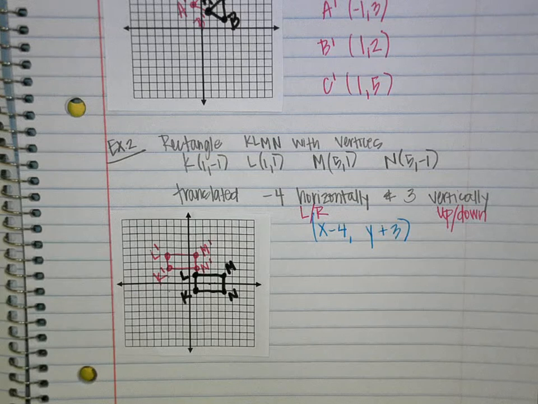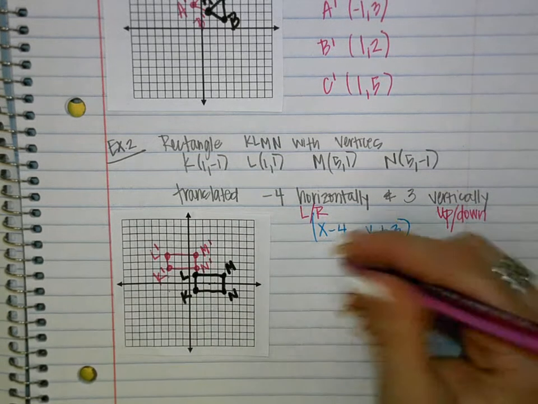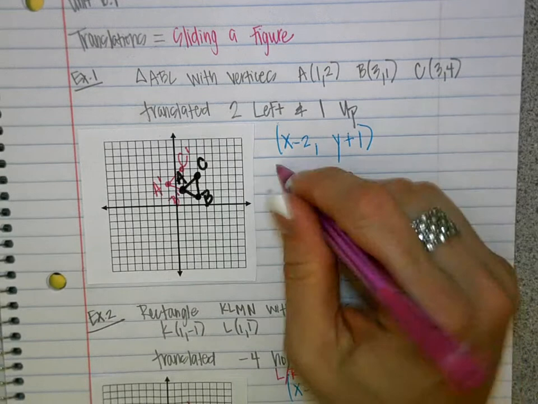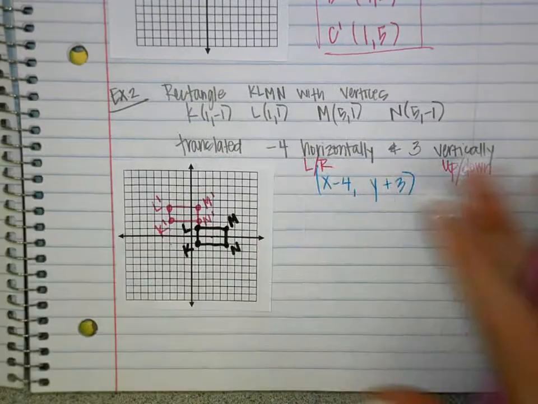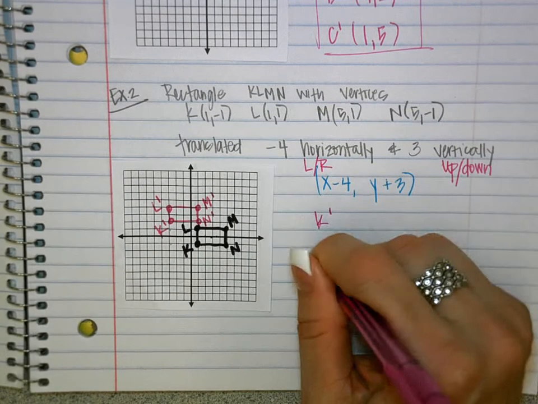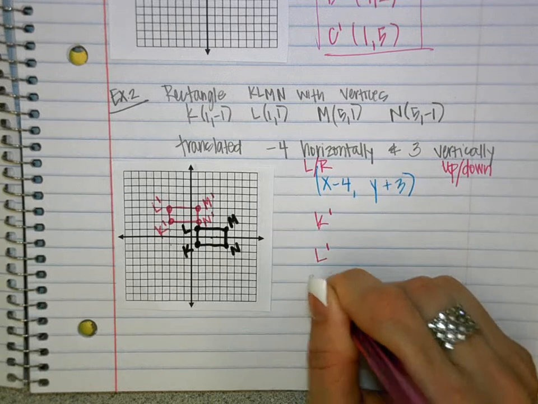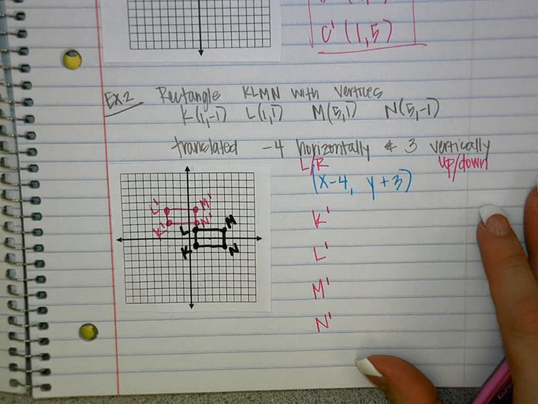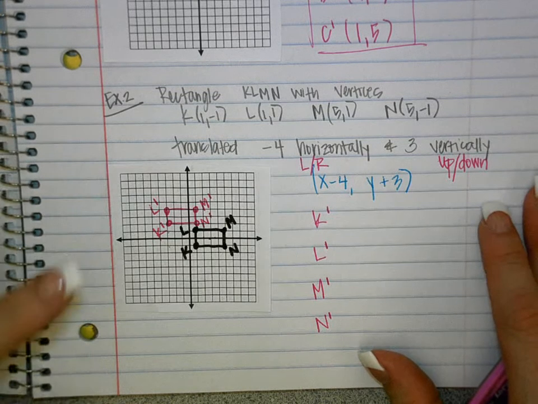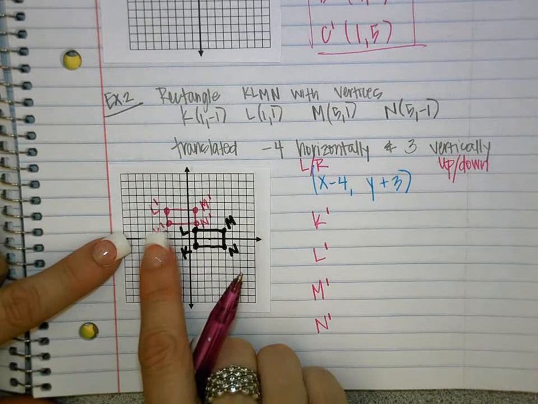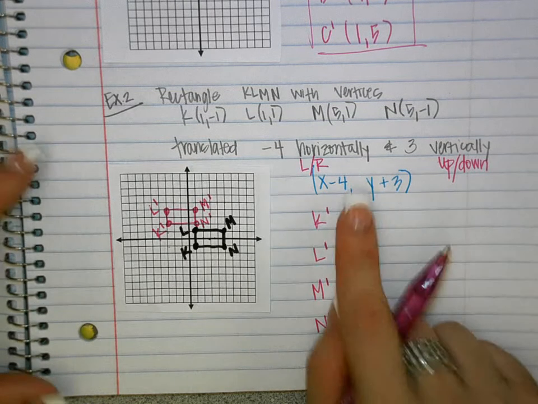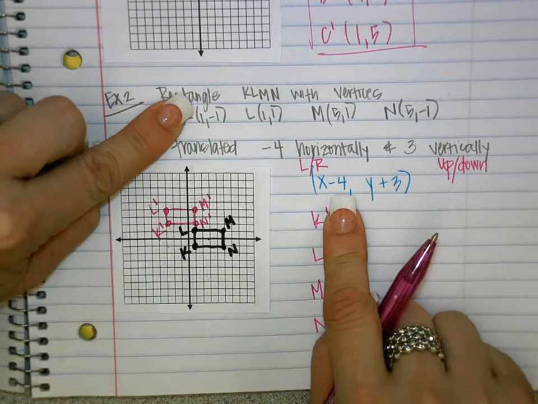Then on your homework, and it doesn't say this on your homework paper, but make sure that you do this: I want you to label each coordinate. This would be an answer. I want you to tell me the coordinates for K prime, L prime, M prime, and N prime. There are two different ways you could do this. You could count over and label the points, telling me what coordinate they were at. Or you can take the original points and use our formula.